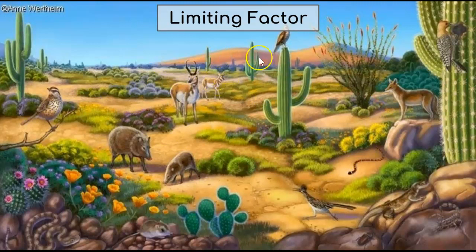Another limiting factor might be these mountains. These mountains might make a barrier, so it's really hard for these creatures, if they wanted to move, they might not be able to get through the mountains. They're not accustomed to walking or living in mountains. So that would be a limiting factor that would limit the amount of the population.